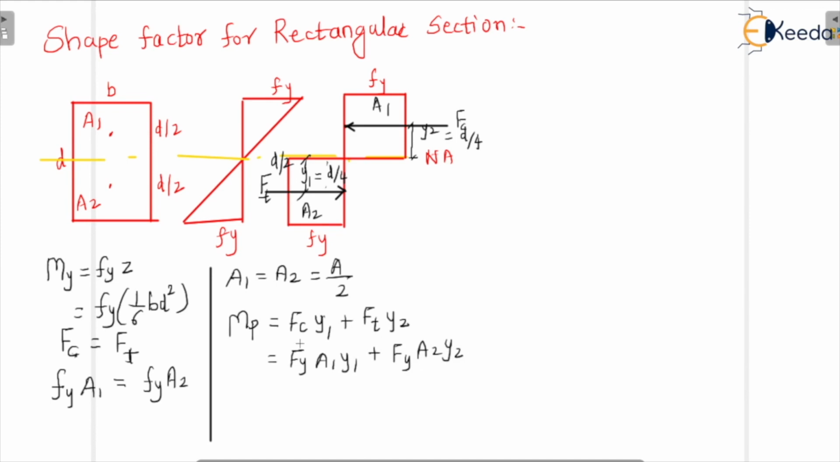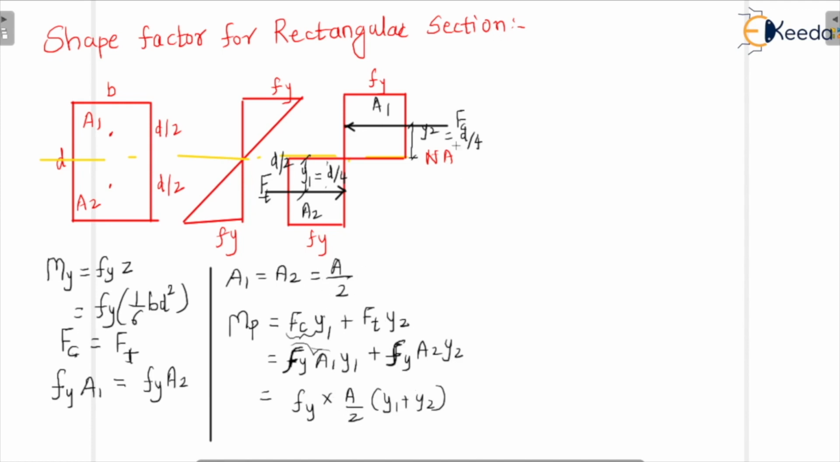So we can write that Fc, we can write it as Fy. This is a stress format. I should write a small f. Small f, so this is a stress. Stress is load divided by area, so load is equal to stress into area. Further we can simplify this as Fy into A by 2 into Y1 plus Y2. Now here we know that A1 and A2 are equal to A by 2.